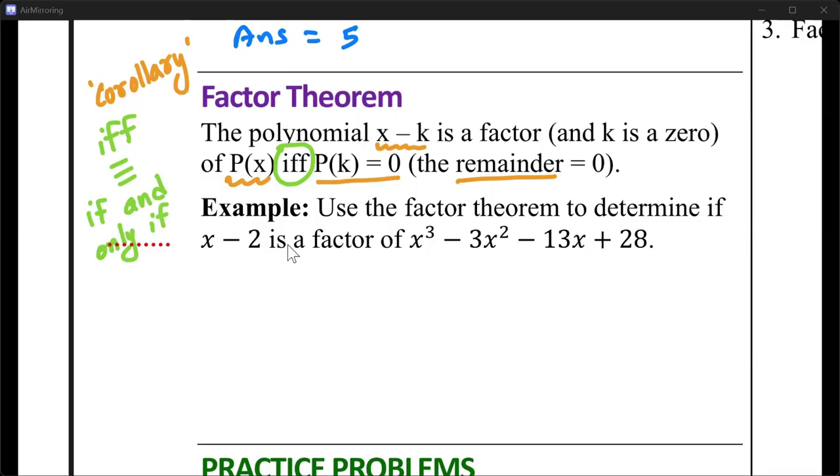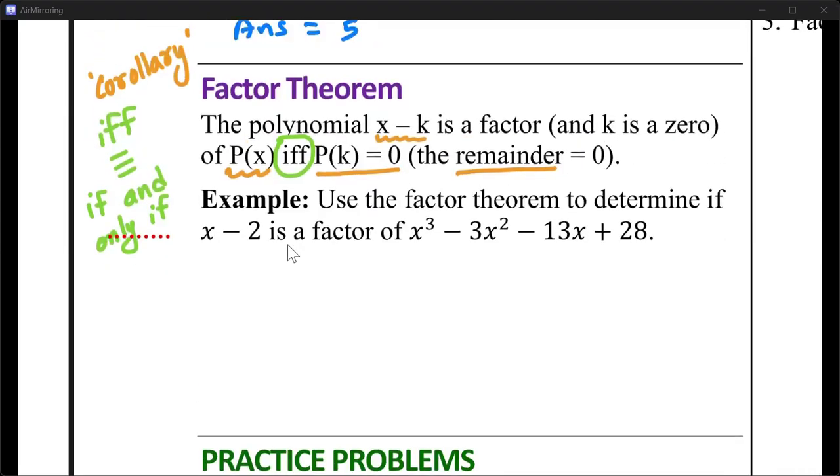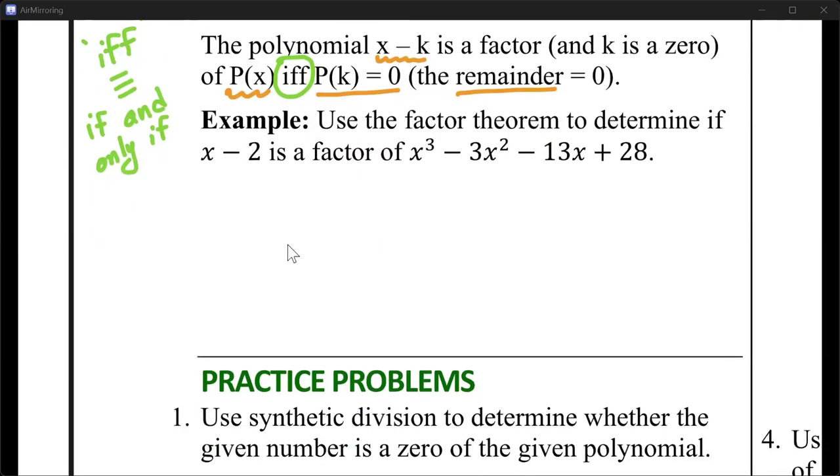Okay, which means that statement is true in both directions. If x minus k is a factor of p of x, then p of k will be equal to 0, and vice versa. Or conversely, if p of k is equal to 0, then x minus k is a factor of p of x. In such cases, when it is true in both directions, we write the words "if and only if."